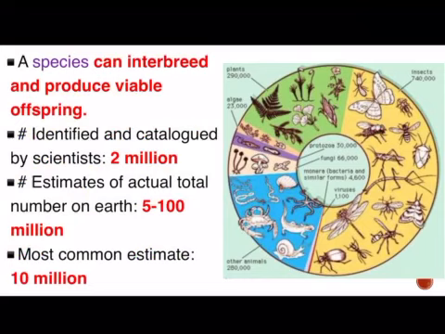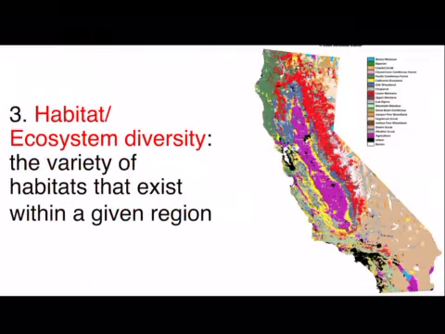All right, so if we look at the total number of species, only 2 million have been identified and cataloged by scientists, but estimates of the total number of species range anywhere from 5 to 100 million. Most scientists estimate there's about 10 million species on Earth. And you can see from that chart there some examples of a variety of species.